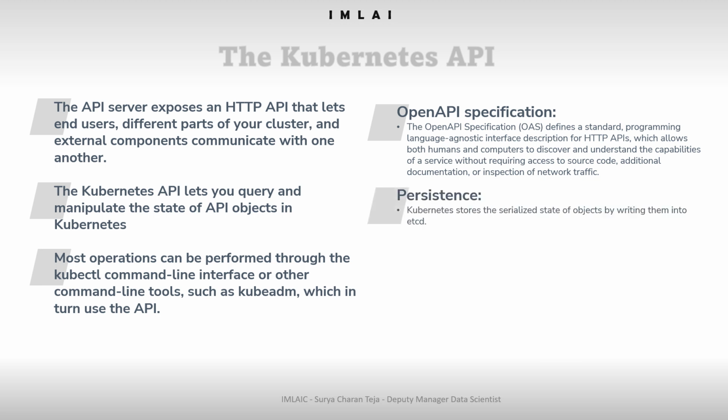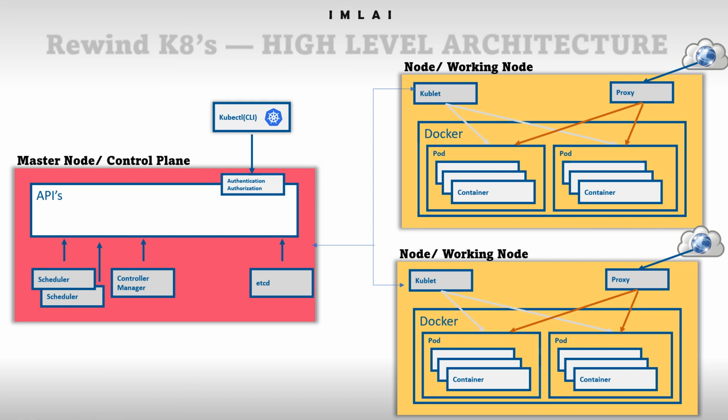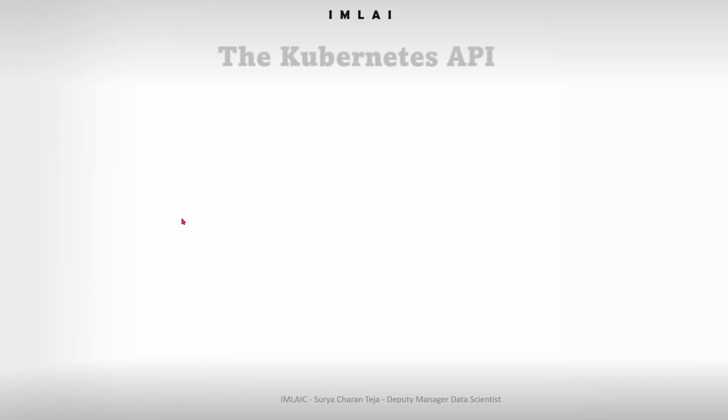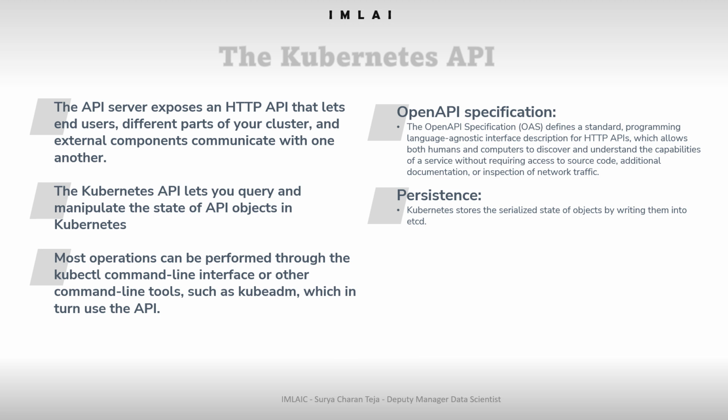Then persistence. Kubernetes also stores the serialized state of objects by writing them into etcd. So we have seen, just let me show you that one more time, in the master node or control plane, we have the API. In addition to that, we also have etcd. This etcd is going to store the Kubernetes objects such as pod, namespace, config, and the state of these objects in etcd in key value pairs.